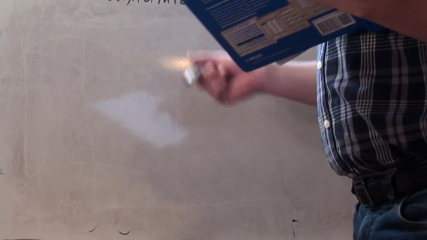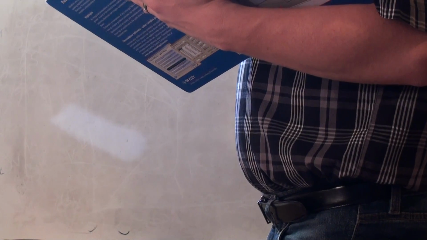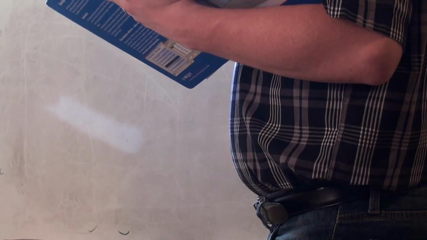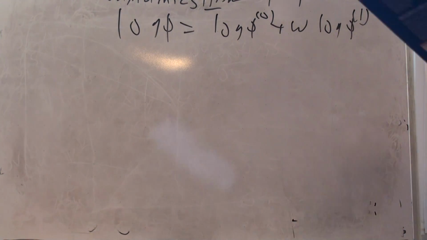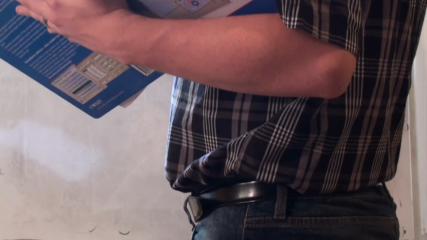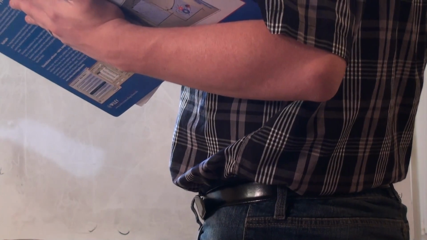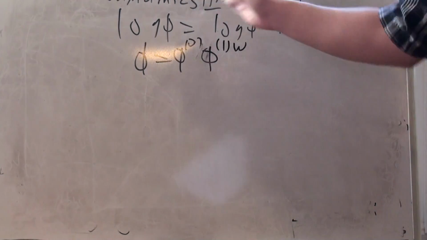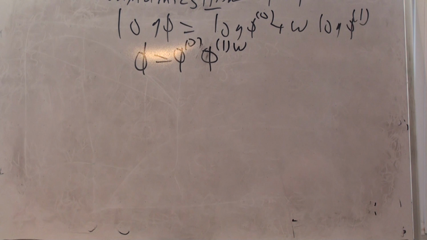And when it's none of the above, I need to use the Lee-Kessler correlation tables, which says log of phi is equal to log of phi naught plus omega log of phi 1. Or if we're using the tables from Smith and Van Ness, which is on your cheat sheet, that says phi is equal to phi naught times phi 1 to the omega. They're essentially the same thing. You have log rules, you look at the same thing.